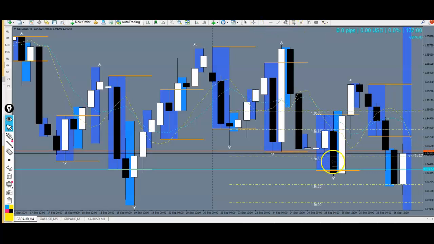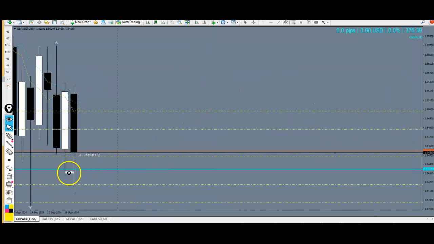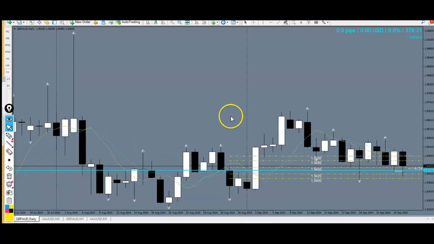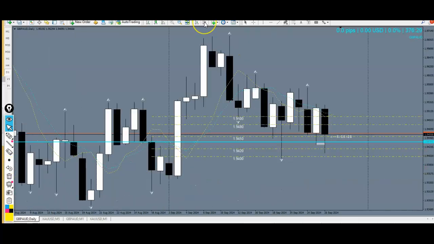There is a likelihood that once it gets to the previous low on the higher time frame, it's likely to go back up. So there's a lot of support there. Also, if you go to the daily time frame, you see that's yesterday's low right here. There's a lot of support there, and also there's a lot of support down here.